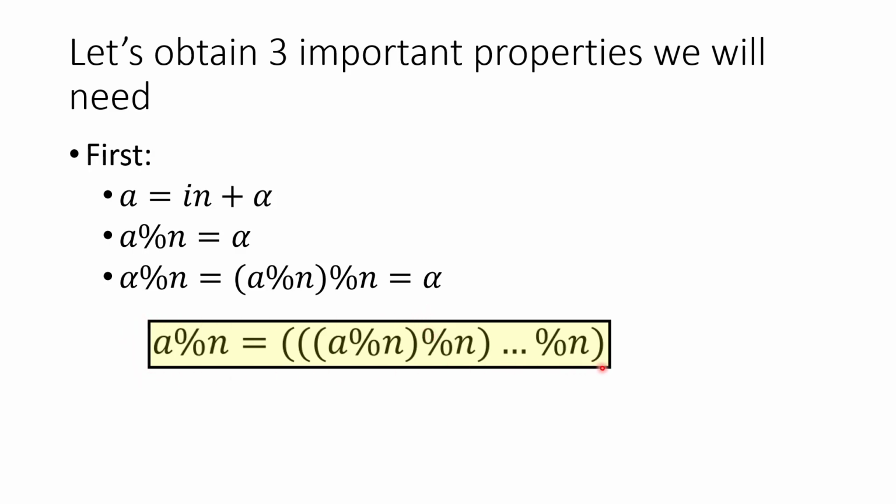So this is a pretty cool relationship to hold. You can't do it 0 times. Obviously a mod n cannot be a in general. So it's at least once, but after once, you could do it as many times as you want. So let's try to get the second important relationship that we need.